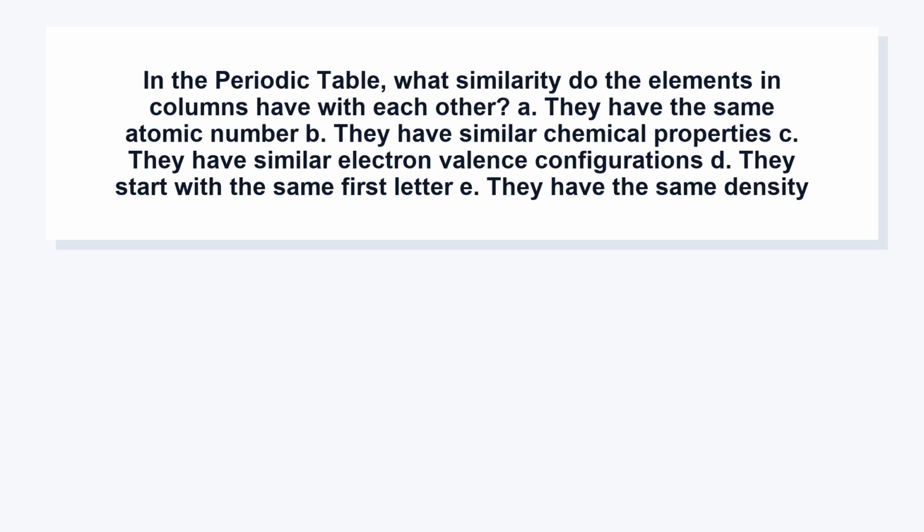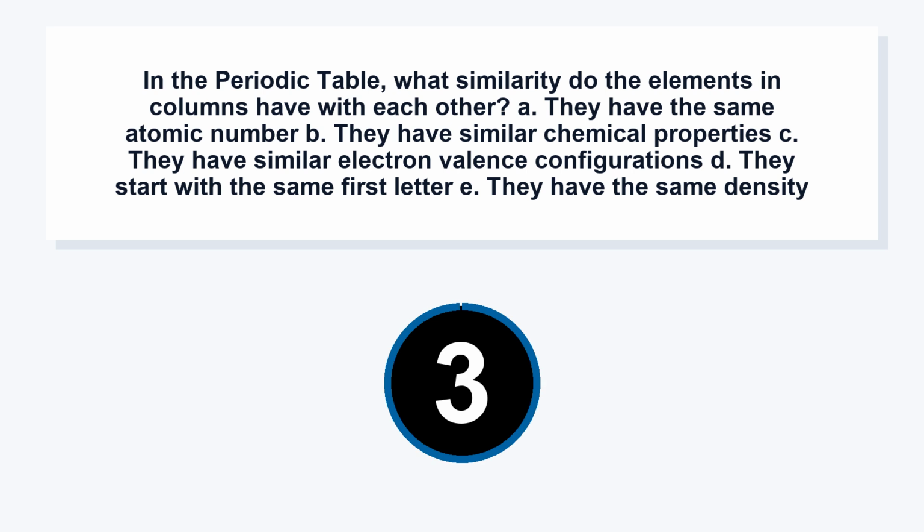In the periodic table, what similarity do the elements in columns have with each other? A. They have the same atomic number. B. They have similar chemical properties. C. They have similar electron valence configurations. D. They start with the same first letter. E. They have the same density.